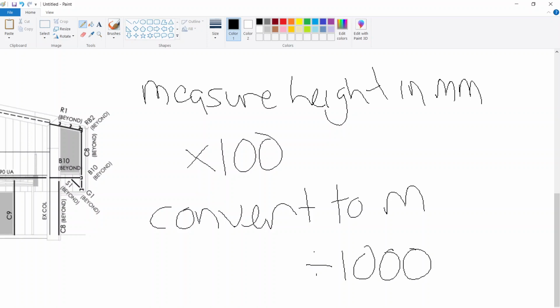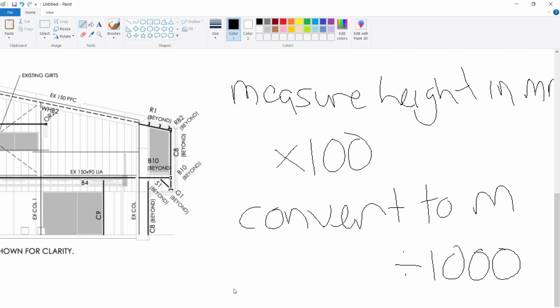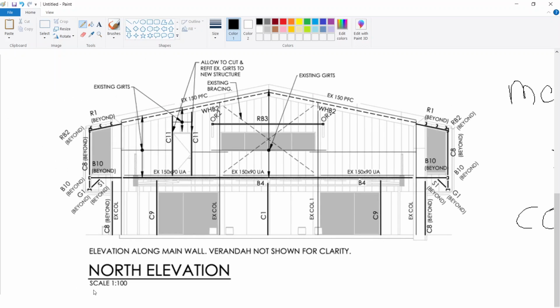Centimeters to meters is 100. Millimeters to meters is 1,000. So you'll be dividing by 1,000 to convert that to meters. I'm not going to give that away because you can measure it yourself and you can do the calculations yourself because that's part of your assignment. All right. Those are the main tricky bits, I think, for the assignment.